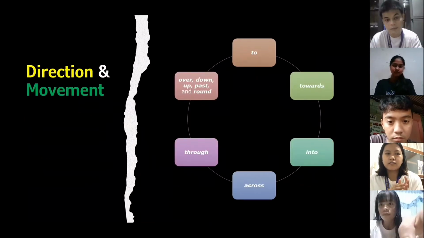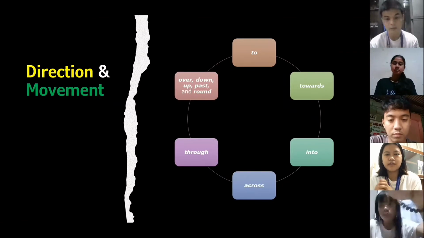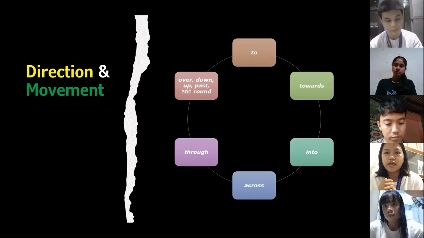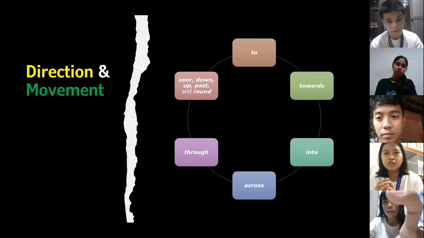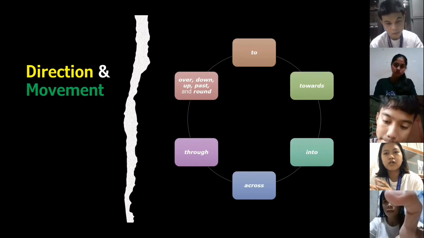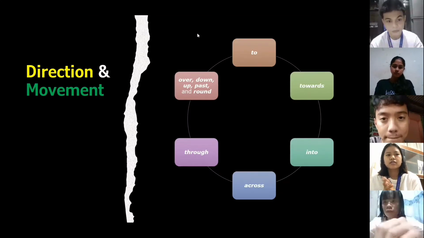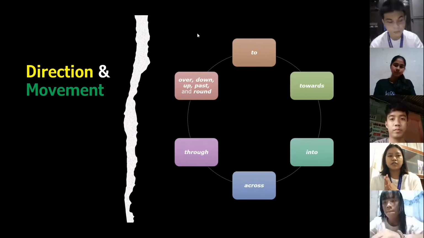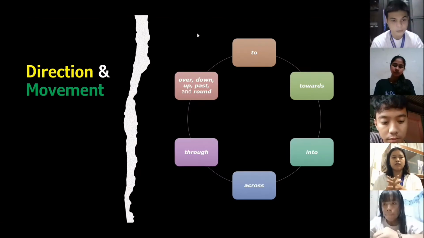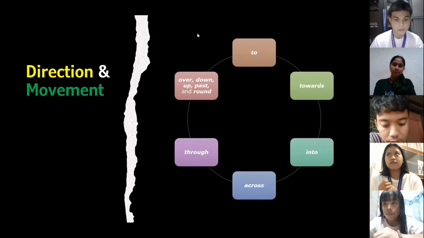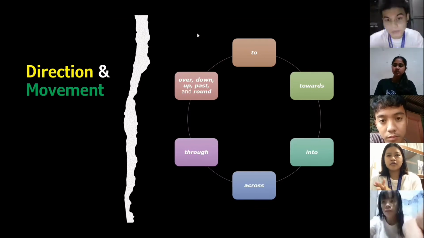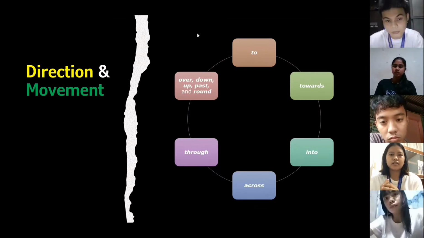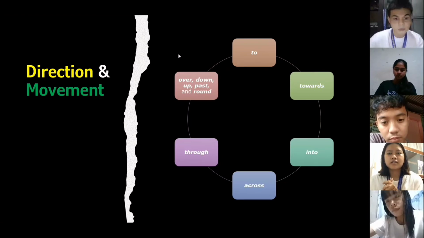Next, these are some examples of prepositions of movement or direction. We have over, down, up, past, and round. And then we have to, towards, into, across, and through. These prepositions are most often used with verbs of motion and, take note of this, they are found after the verb. So this will be discussed next with Darwin.